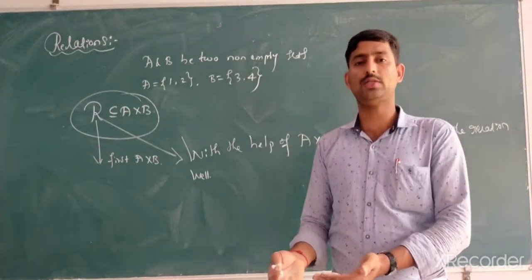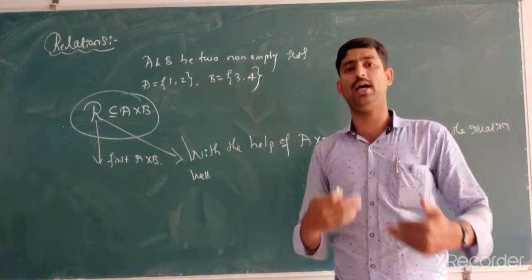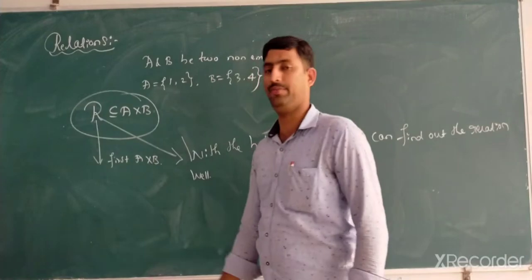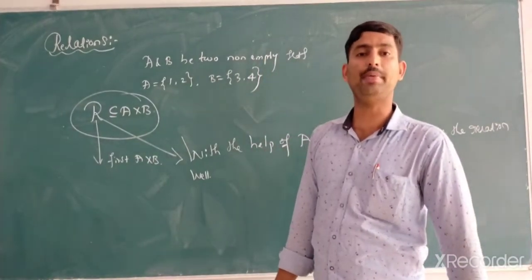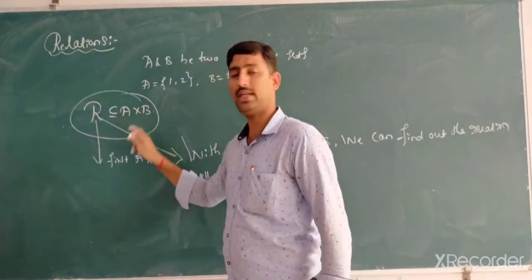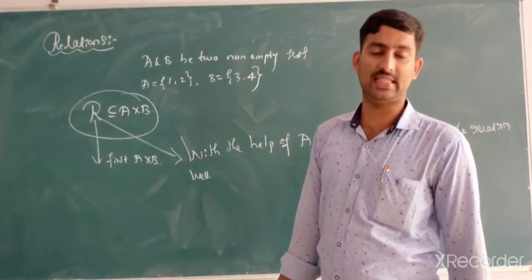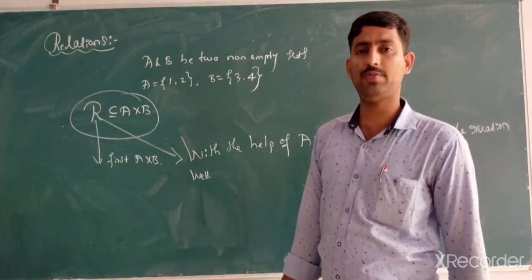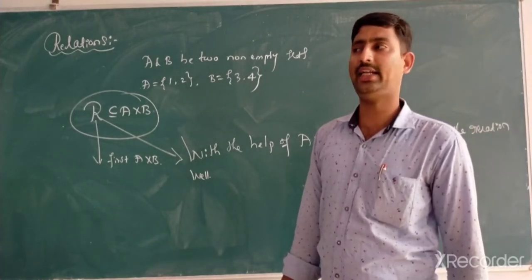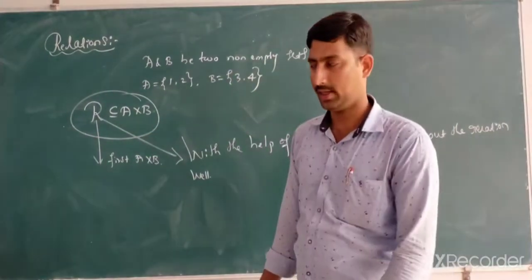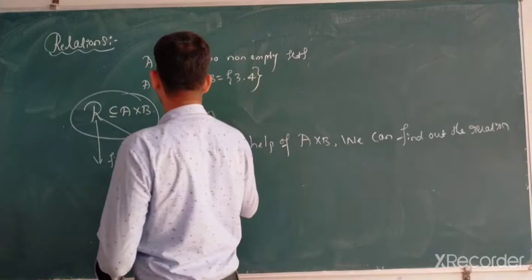From that A cross B, our job is to take some of the values. Those values are nothing but relation. Means that relation capital R is the subset of the Cartesian product of two sets, and that R is nothing but relation. Correct? I will take one example here.